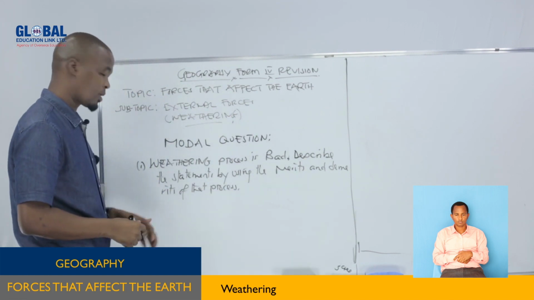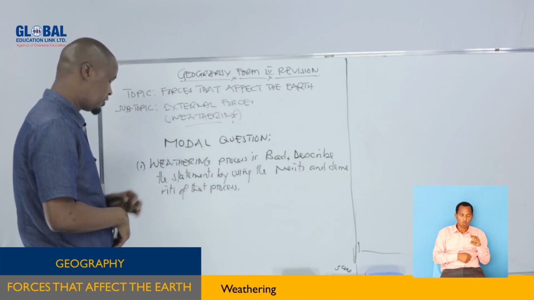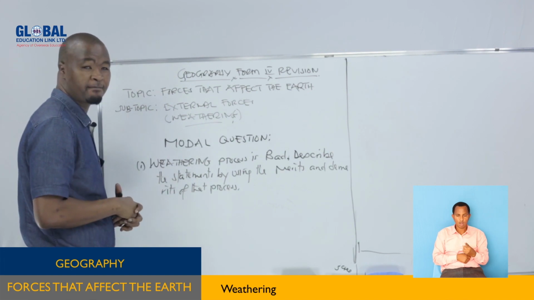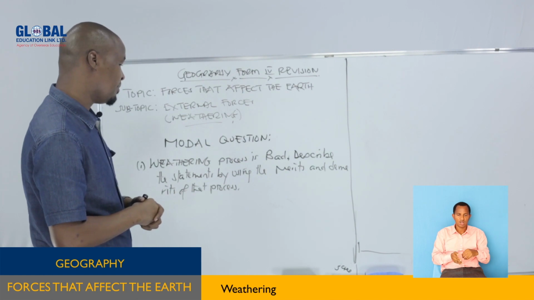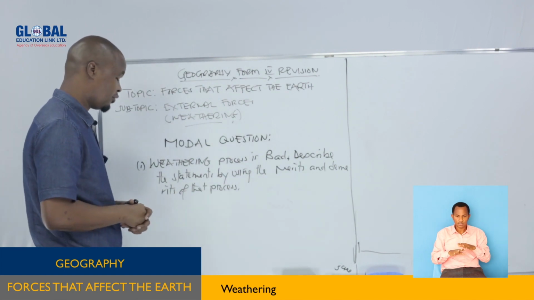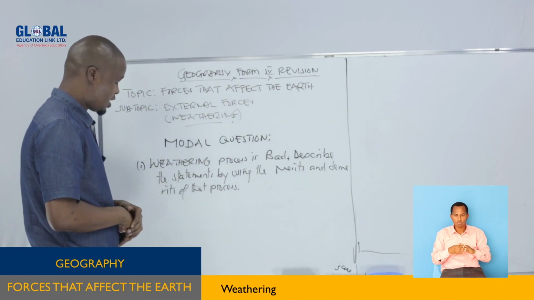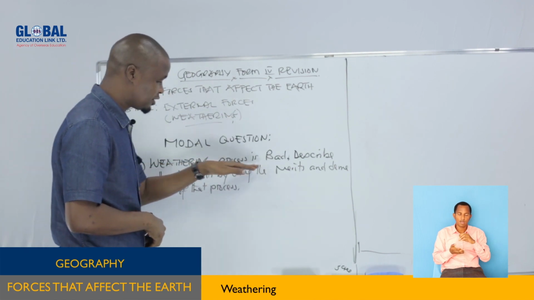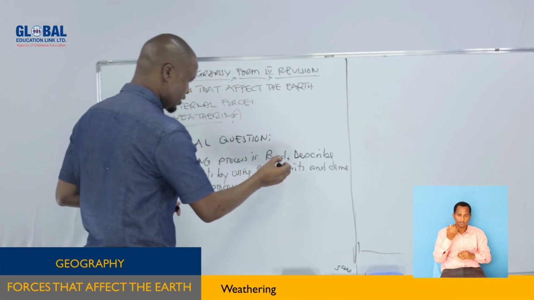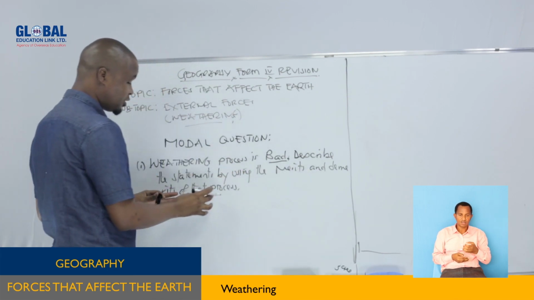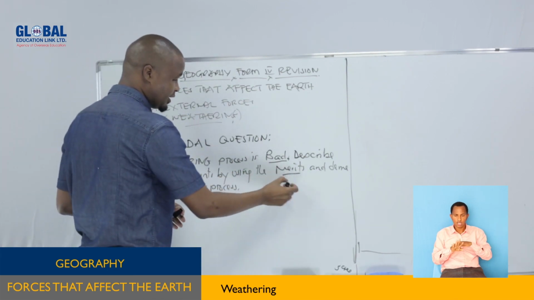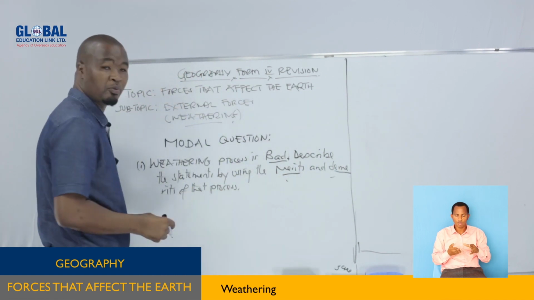So we have the model question right here. It's written, "Weathering process is bad." Then it says, describe the statement by using the merits and the demerits of that process. It means we have the advantage as well as the disadvantage of this process.